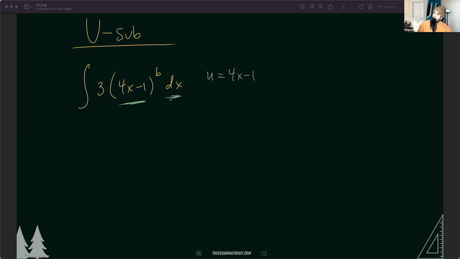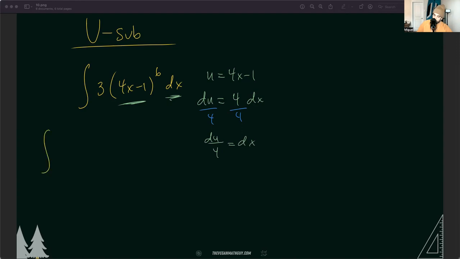So all we have to do is, with our u value, we're going to go ahead and differentiate both sides. This is going to become du is equal to 4 dx. And you have to make sure you include the dx on the other side. It's almost like implicit differentiation here. Then we can go ahead and divide by 4 so we can isolate this dx value. And we have du over 4 is equal to dx. And this is perfect because check out what we're going to have.